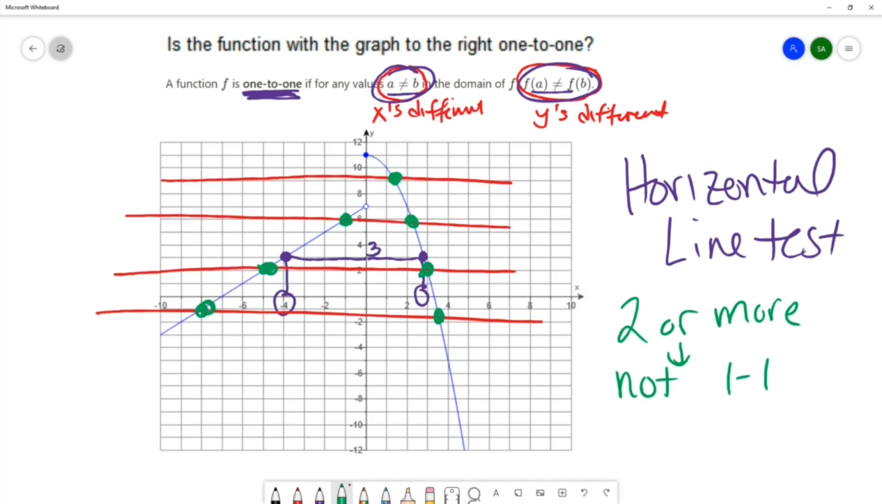And because you have a horizontal line, horizontal lines have all the same y values. So what you're getting with a horizontal line is y values that are the same. And so when you get two intersection points, you're getting two points that have the same y value. So y's that are the same, x's that are different, and that is a violation of the definition of one-to-one. So this particular function is not one-to-one. Now, if you draw horizontal lines and you only get one intersection point or no intersection points all over the graph, then you can say that it is a one-to-one function.